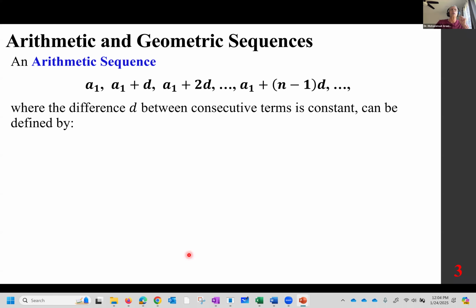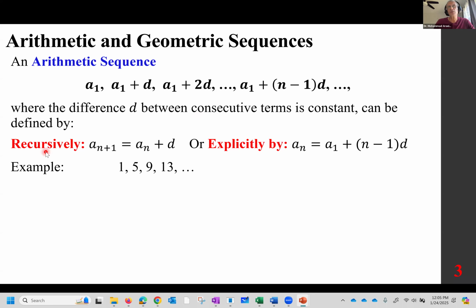Let's look at something we are familiar with. We've seen it in algebra, arithmetic, and geometric sequences. An arithmetic sequence is in the form of a sub 1, a sub 1 plus d, a sub 1 plus 2d, and the general term a sub 1 plus n minus 1 times d. Where the difference, also known as the distance d between consecutive terms, is constant and can be defined either recursively, which means a sub n plus 1 is a sub n plus d, or explicitly, which means a sub n equals a sub 1 plus n minus 1 times d.